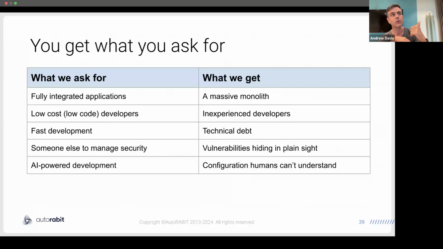massive monolith. You want low-cost developers who can easily build things with low code. And what you get are very inexperienced developers on average. You want fast development. What you get is technical debt. You want somebody else to manage security. And then you get a team that doesn't know much about security. You get very, very vulnerable things in Salesforce that people just weren't paying attention to because they weren't thinking about security. You want AI, everything, AI, all the things. At some point, if you get enough AI building in your Salesforce org, nobody's going to understand what's in there, why is it in there, and so forth.